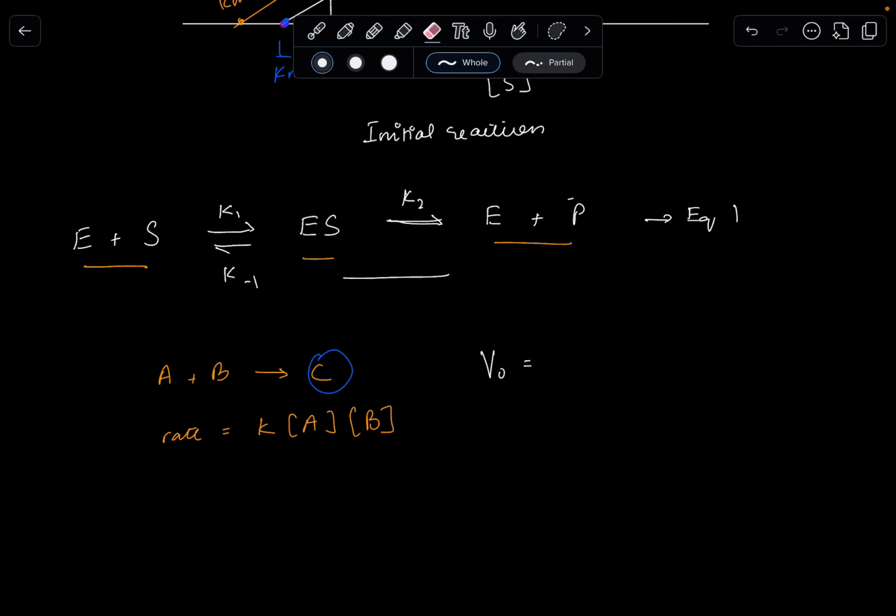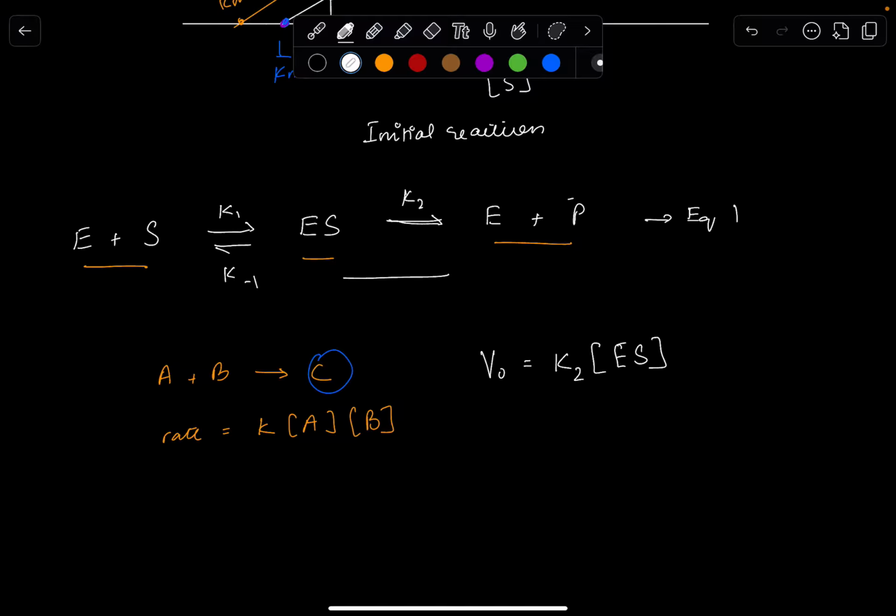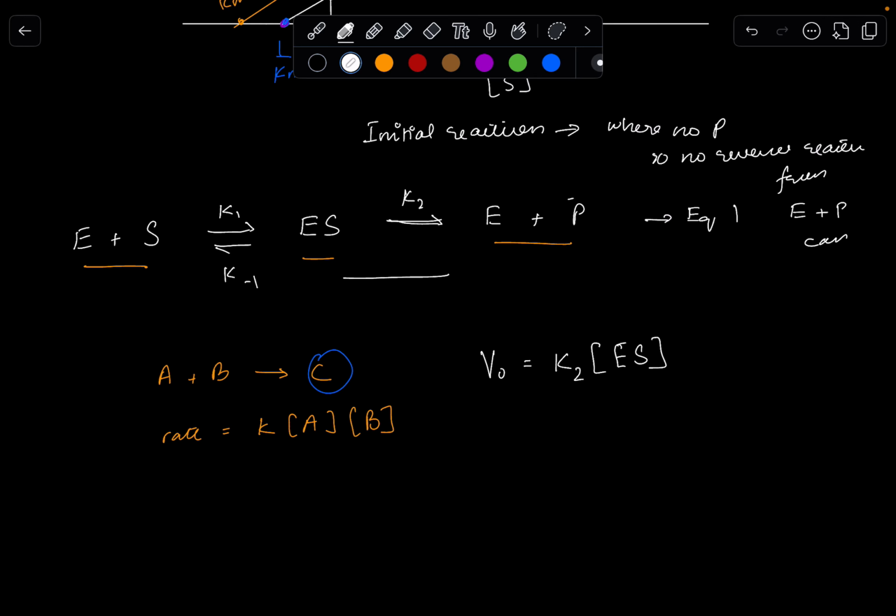So I can write my initial rate, which is this final step that I've circled, as some constant K2 times the concentration of ES. So there's one assumption we've made, which is that it's the initial reaction where no product is formed, so no reverse reaction from E plus P can happen. This is the initial assumption that we're making.